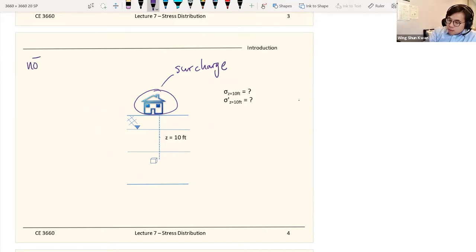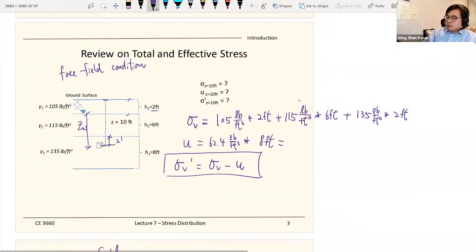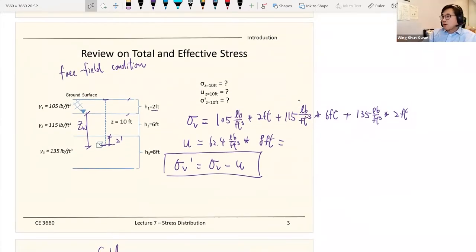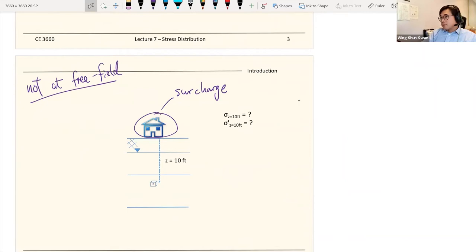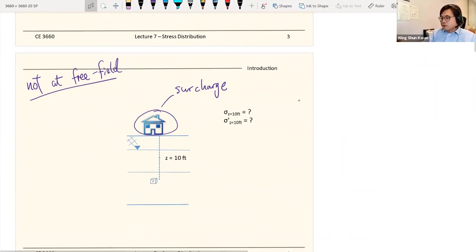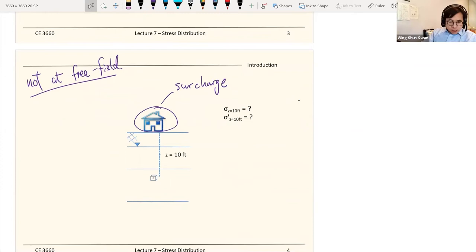So now we are not at free field anymore because of the surcharge. We cannot expect, with the surcharge right there, that the stress underneath the ground will be the same as before, because in the previous conditions we didn't have above ground loading. So now we expect a change, and we need to quantify how much has changed. That's what we're trying to do here.